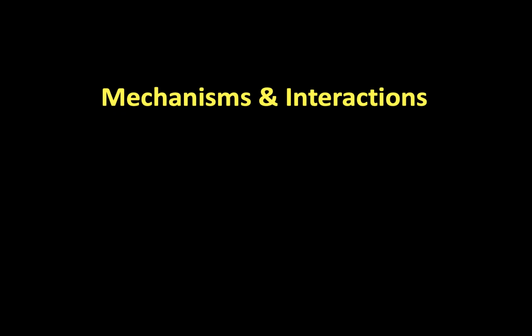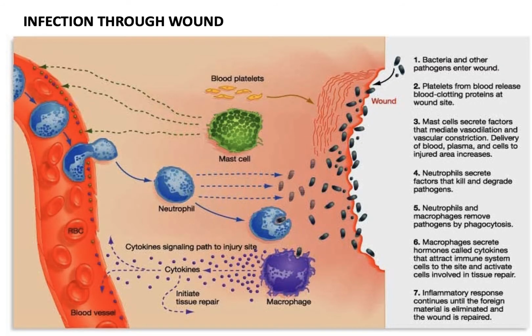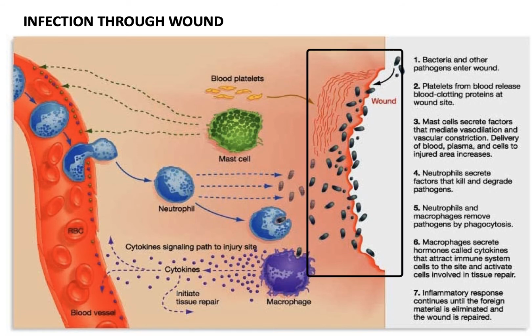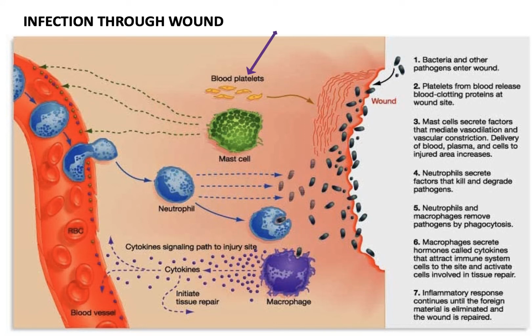Next, I want to talk about some specific interactions within specific areas and tissues of the body to sort of bring some of these things together. So here's one example of an infection through a wound. So you have a wound here and the bacteria are entering. Initially, blood platelets are released from the bloodstream. Then that starts to clot the blood immediately.